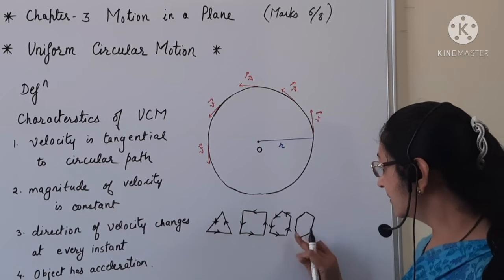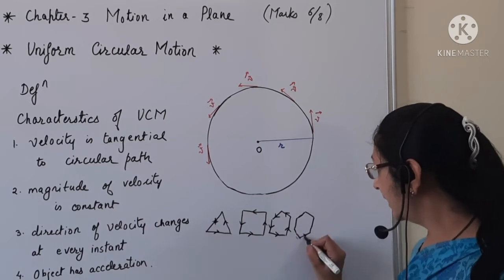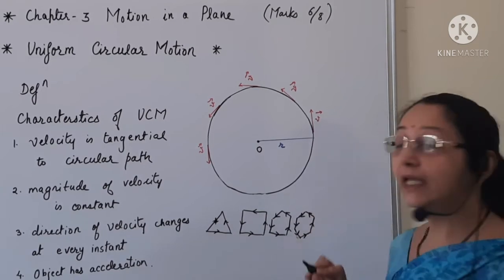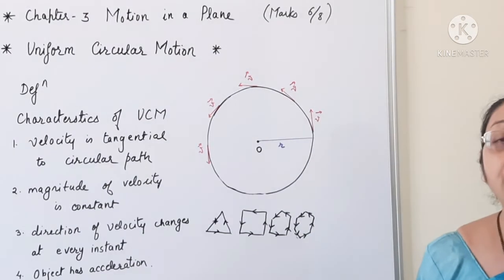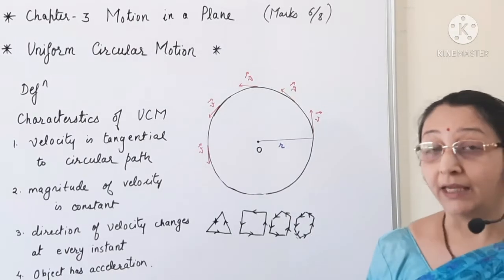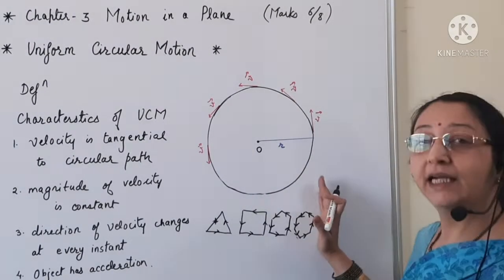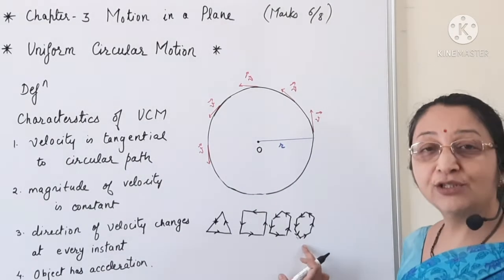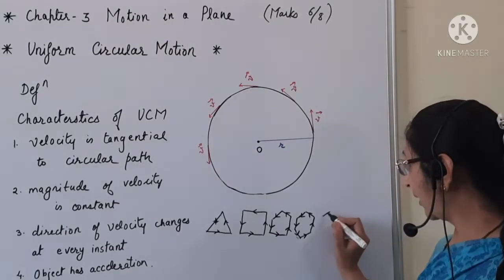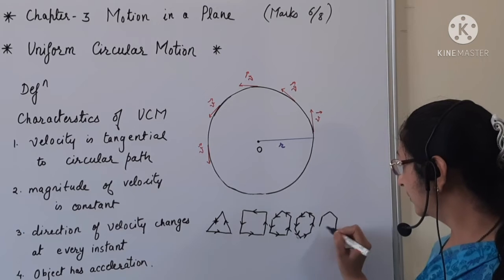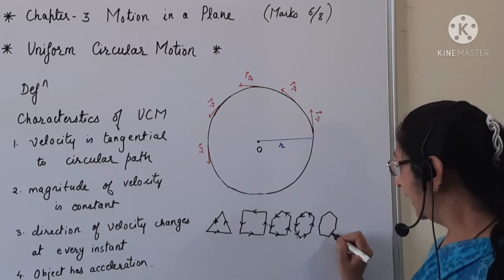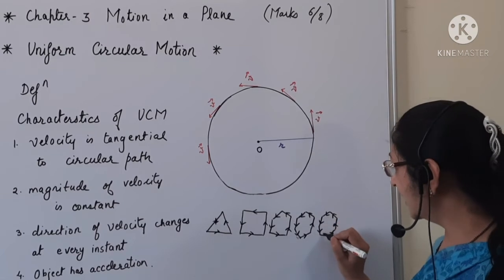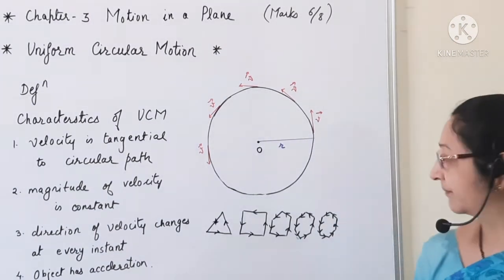it is changing. Every time the particle is moving in a straight line, but every time after moving in a straight line it is changing its direction. So in the hexagon it is changing its direction six times. In a septagon the particle is going to change its direction seven times.